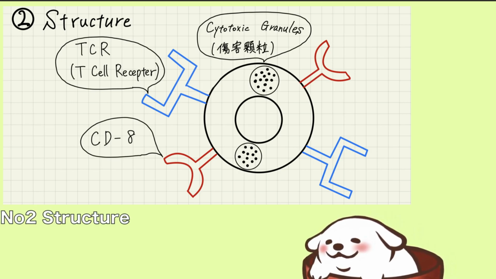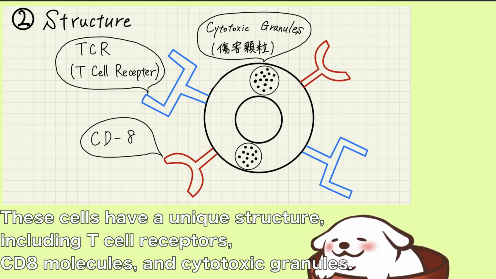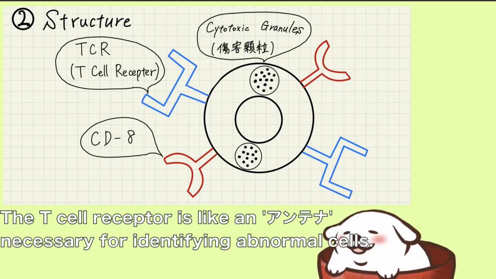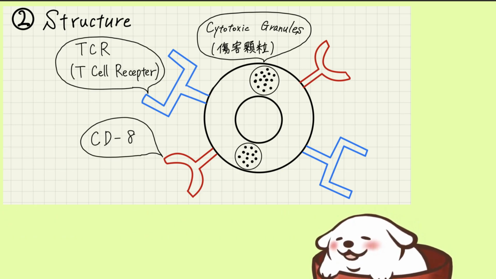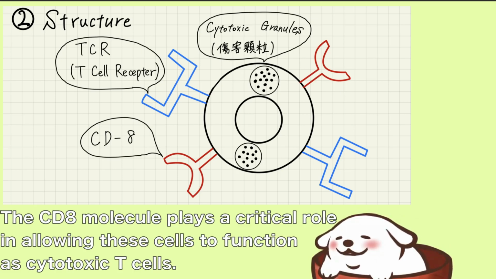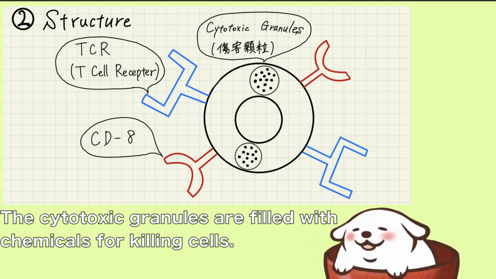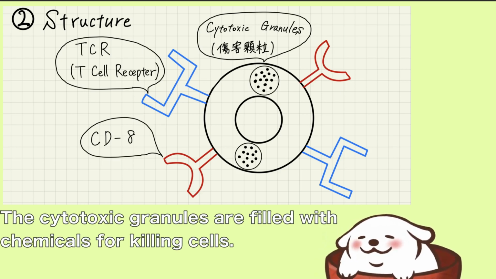Number 2. Structure. These cells have a unique structure, including T cell receptors, CD8 molecules, and cytotoxic granules. The T cell receptor is like an antenna necessary for identifying abnormal cells. The CD8 molecule plays a very critical role in allowing these cells to function as cytotoxic T cells. The cytotoxic granules are filled with chemicals for killing cells.